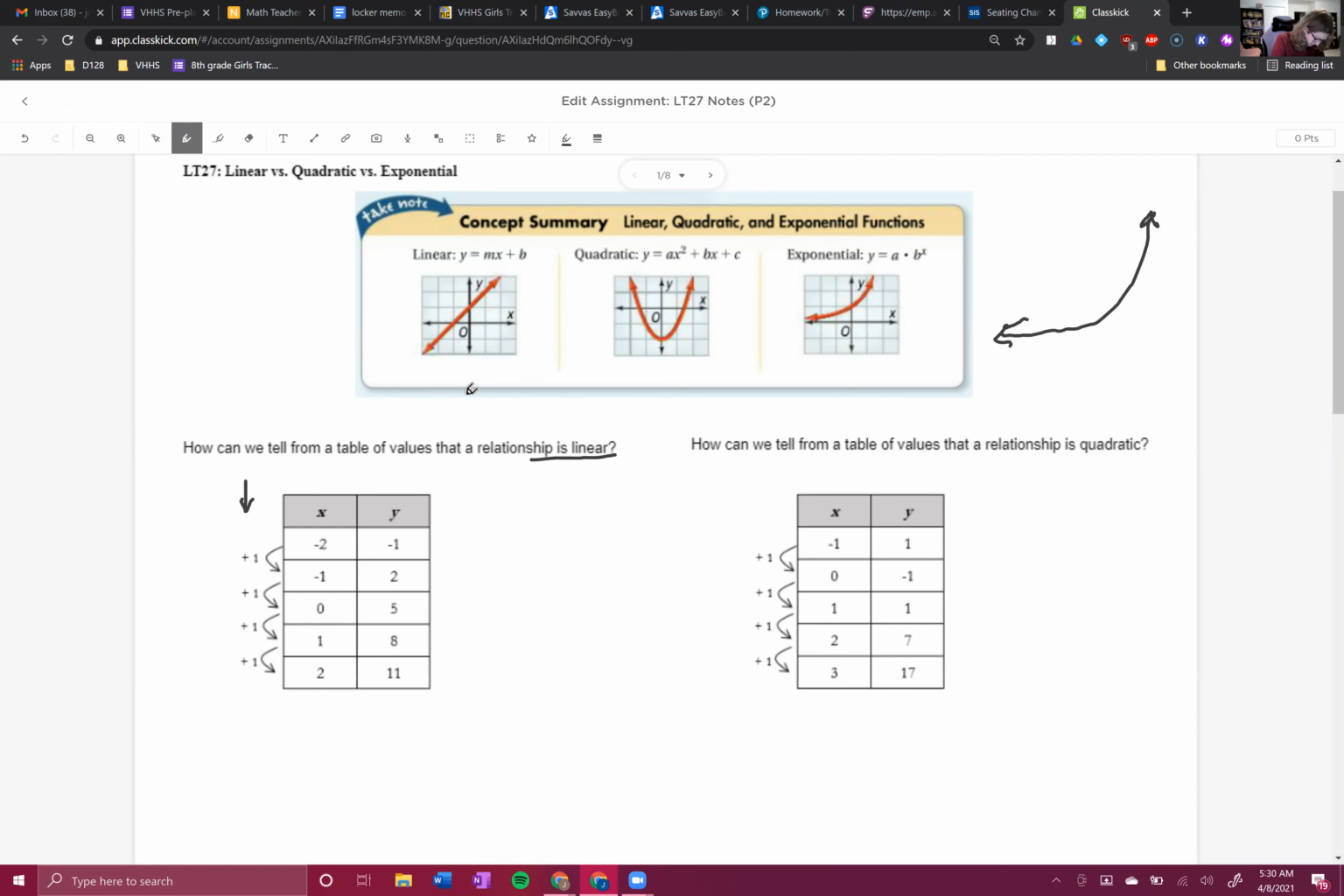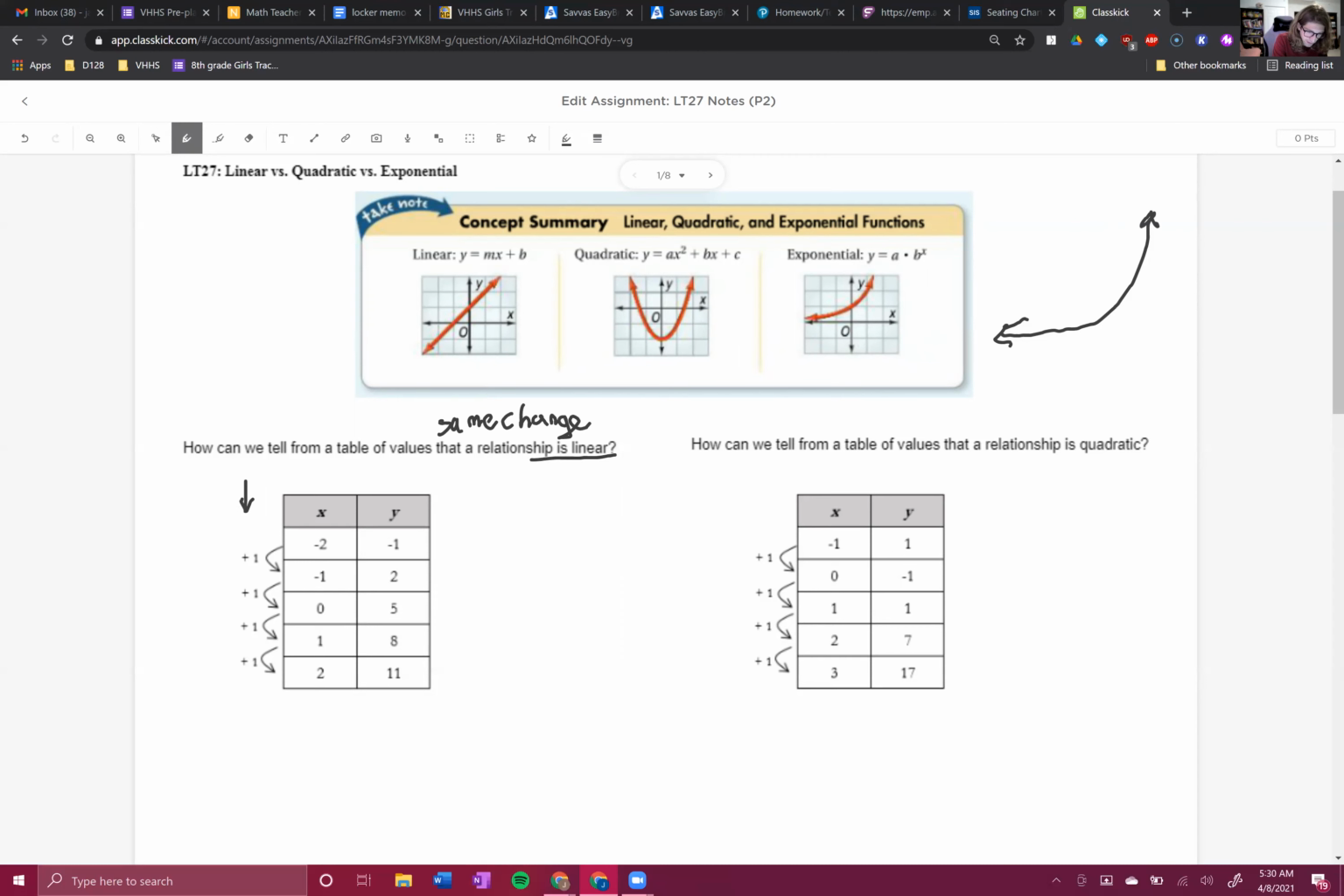Linear is going to be an equal increase or decrease, or same change. So the number that it changes by can be different, but if all the x values change by the same number and all the y values also change by the same number, then we know it's going to be linear.